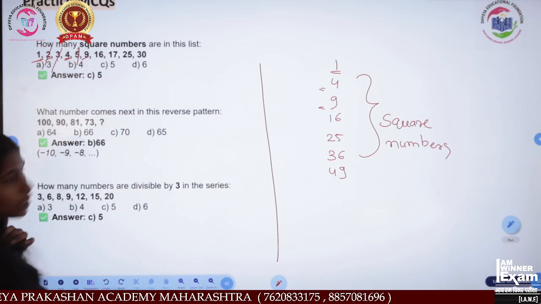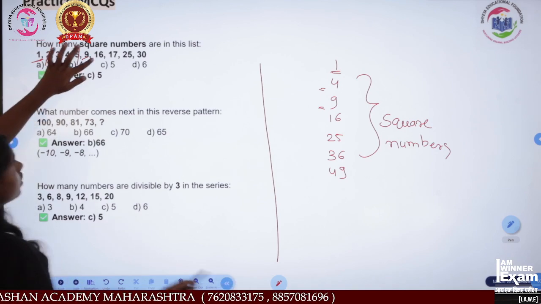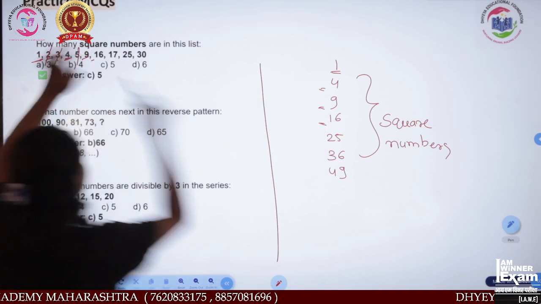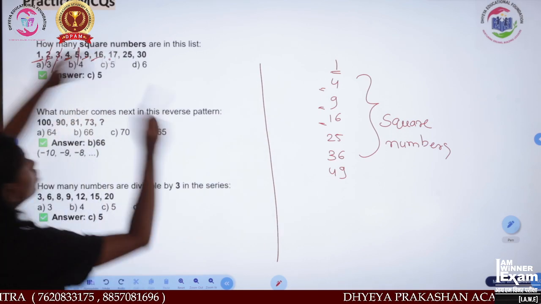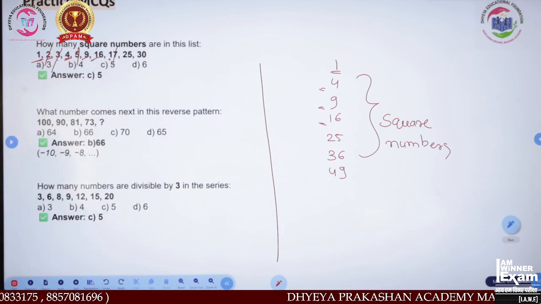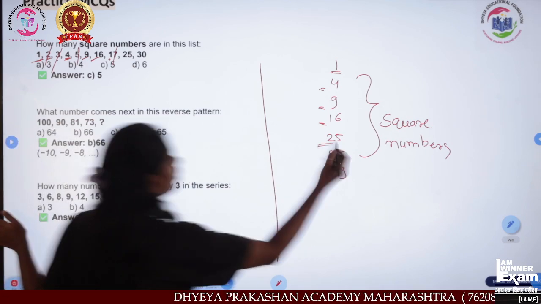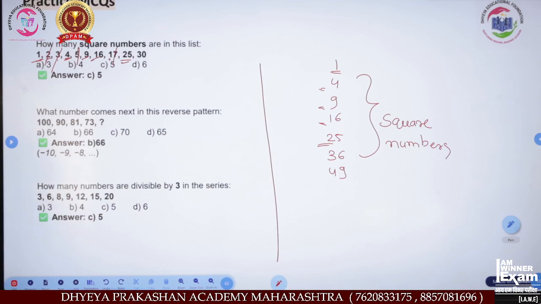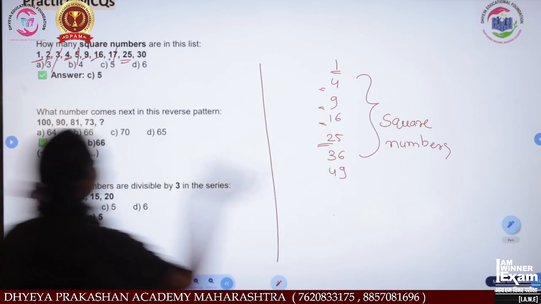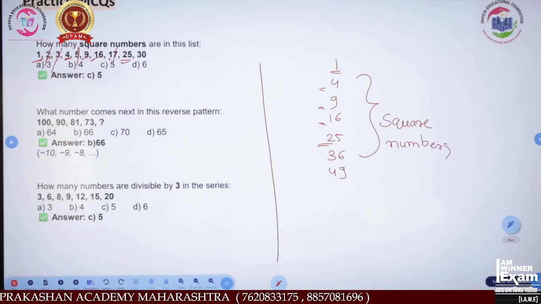And then 16 is the. Yes, so 16 is also the square number. 17 is the. 17 is not the. So 17 is not the square number. 25 is the. Yes, we have 25 here. So 25 is also the square number. And then 30. 30 is not there. So 30 is not the square number.